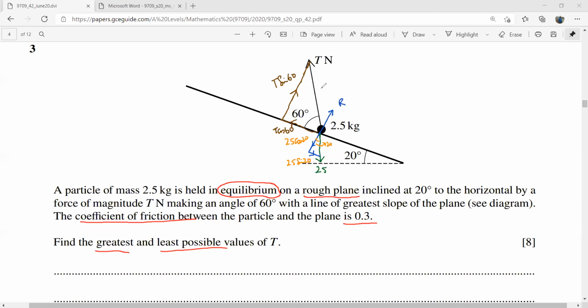Now I'm going to assume that this is about to move up the plane. So first case, when it is about to move up the plane, you must mention this in your solution. It means the frictional force would be acting downwards. Let's suppose the frictional force is going to be X newtons. The good students will be mentioning what this X means in their solution. So you must mention, okay, this X is the frictional force.